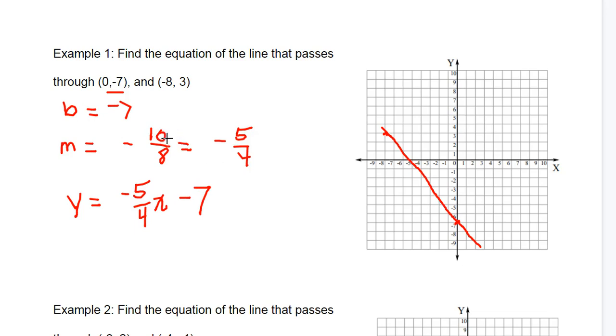Let's take a look. If I put in this second one here, I put in -8 for x. I have -8 times -5, that's -40. Okay, sorry, -8 times -5 is +40. Divided by 4 is going to give me 10. And 10 minus 7 gives me +3. So that's going to work as well.